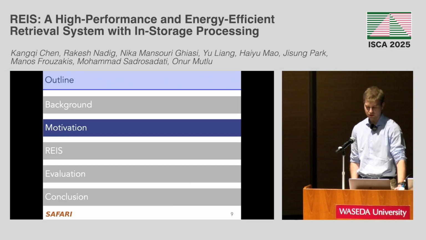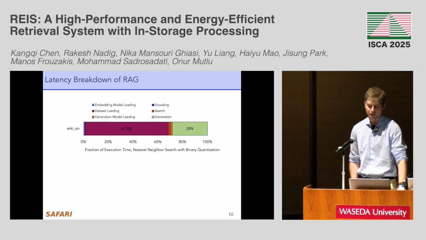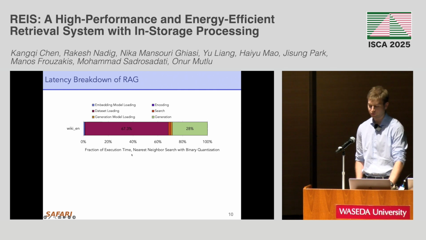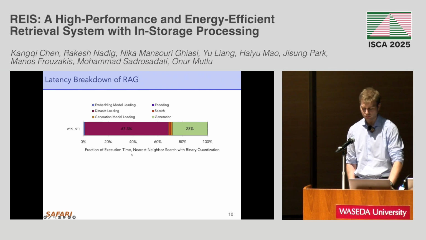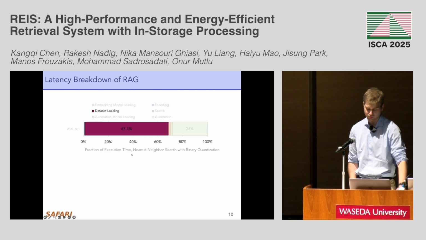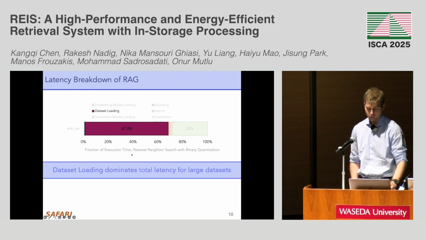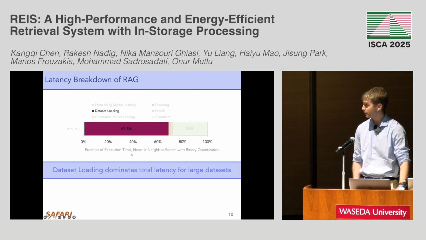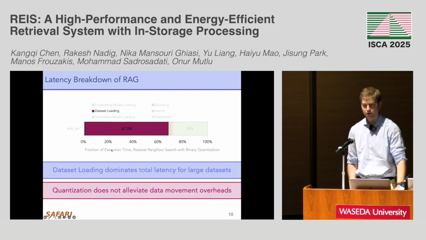In our motivation section, we analyze both of these approaches. First, we perform a latency breakdown of all the stages in the RAG pipeline when using binary quantization. As you can see from the figure, dataset loading comprises almost 70% of the total latency of RAG and dominates the total runtime, especially for large datasets. We thus deduce that quantization on its own is not enough to alleviate the data movement overheads of the RAG pipeline.